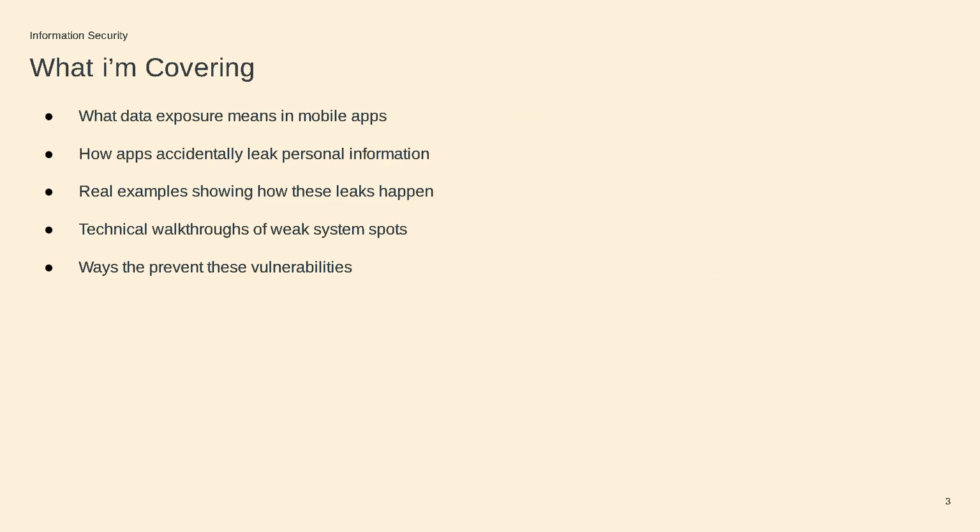In this presentation, I'm going to be breaking down what data exposure really means in mobile apps and how these leaks happen in the first place. I'll go over situations where apps accidentally reveal personal information and show real examples of what leaks look like. I'll also break down the parts of an app where things can go wrong and why they are important. And then I'll go over the ways these vulnerabilities can be prevented so apps can handle user data safely.